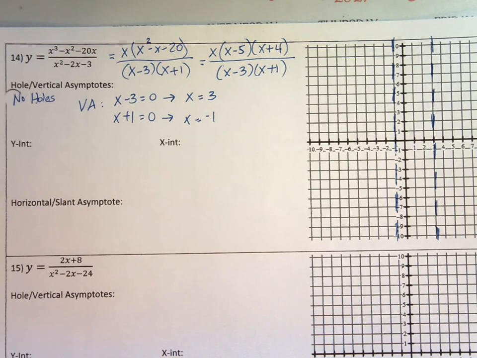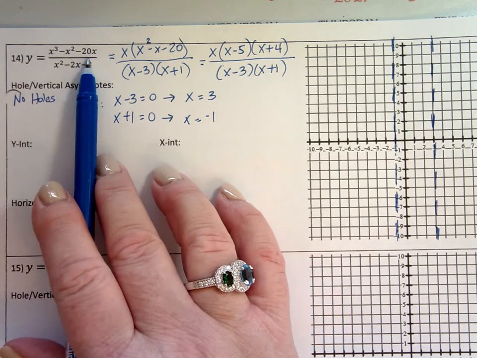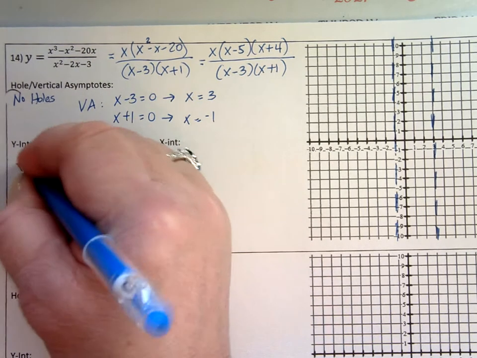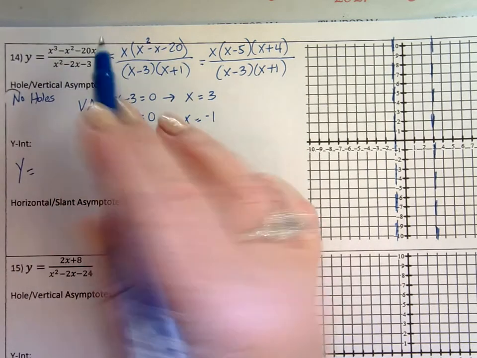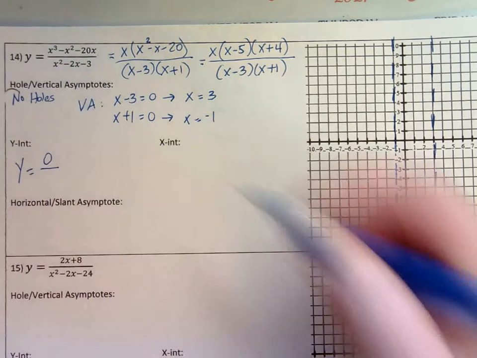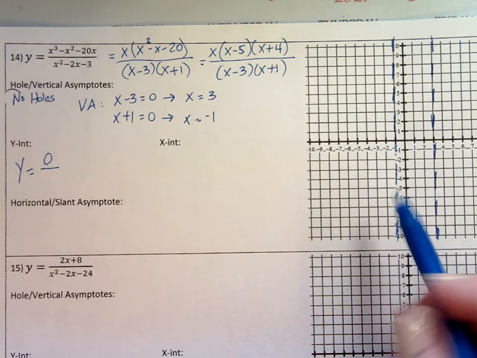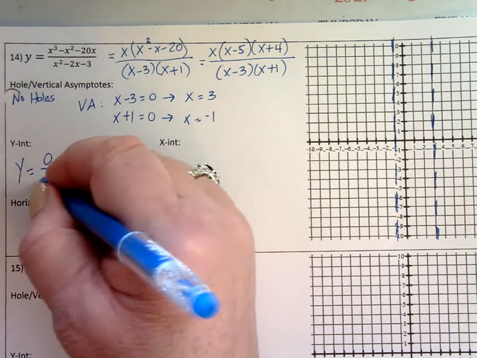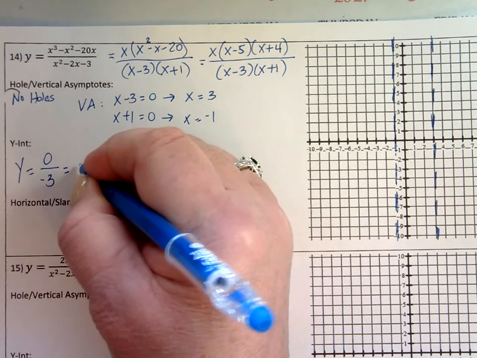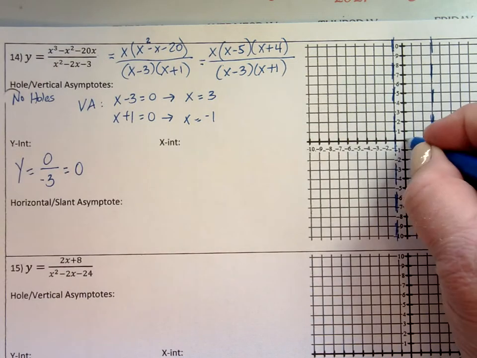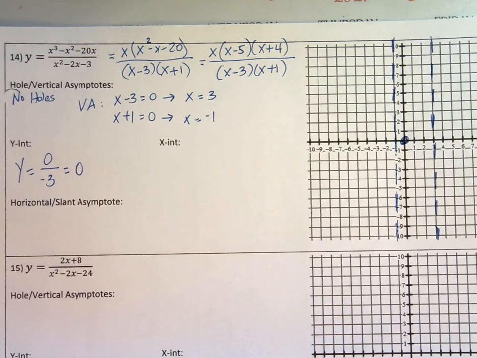Y-intercepts. Probably easiest to go back to this guy. I'd have a y equals 0, 0, 0 on top. Everybody's got an x, so all that, remember, all the x's become 0. And on the bottom I have a 0, 0, -3. Well, 0 over -3 is 0. And so I have a coordinate right there, a y-intercept at 0.